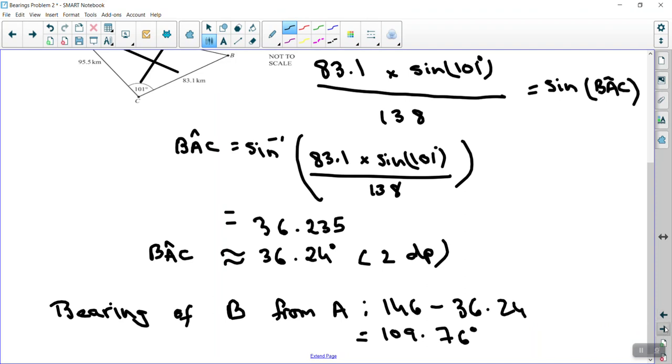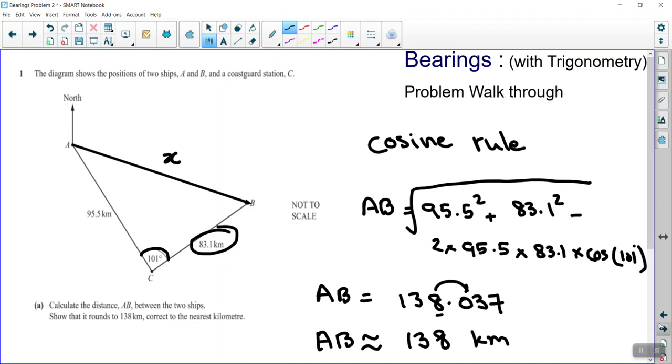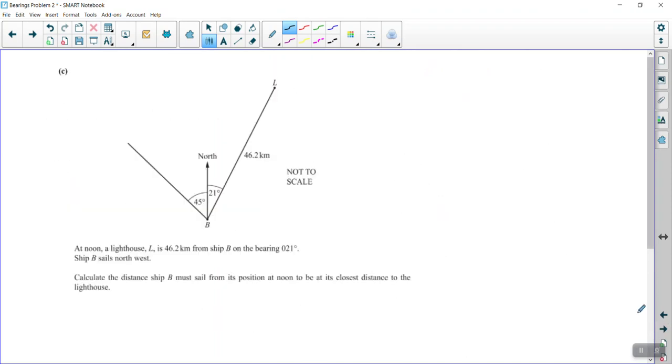Now let's go to part C. Now part C is not related. So now part C, where are we? So here at noon, this is the information that's given to us. At noon, a lighthouse L is 46.2 kilometers from ship B on a bearing of 21 degrees. Ship B sails northwest. This is your northwest direction.